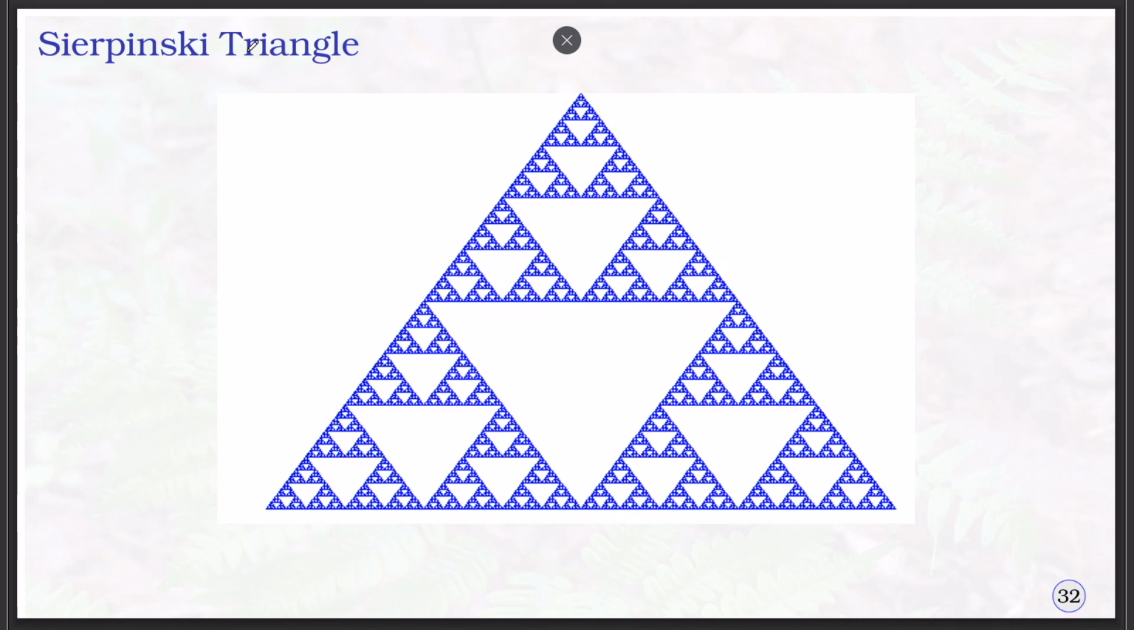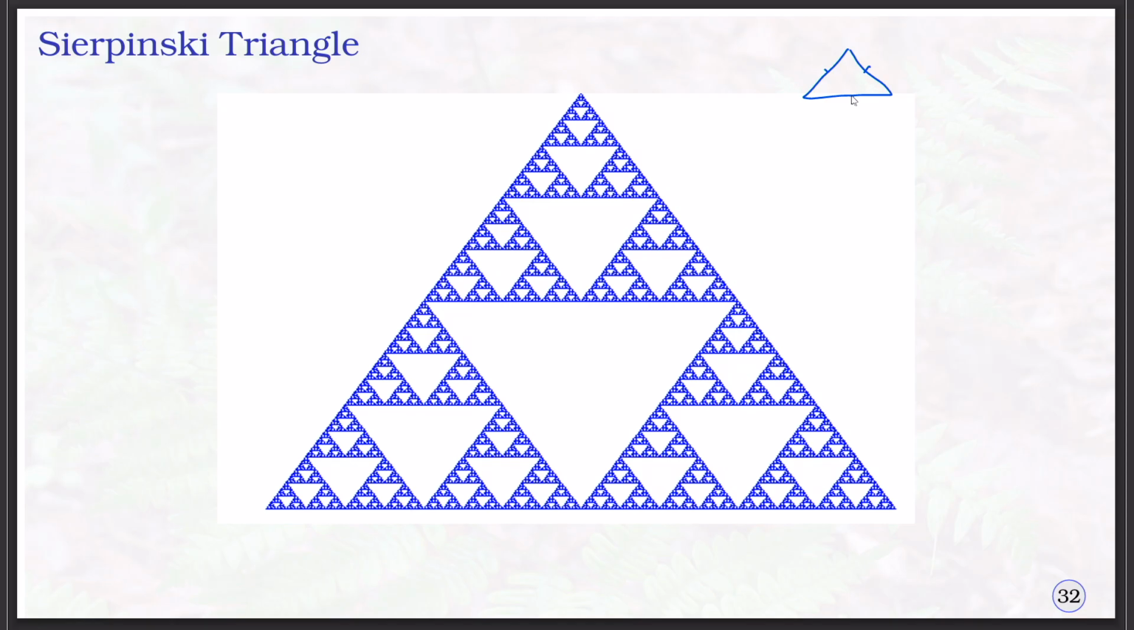Now, let us verify the self-similar property, as we already did for the Sierpinski triangle. Let us try to find the box counting dimension of the Sierpinski triangle. For this, we start with the equilateral triangle.